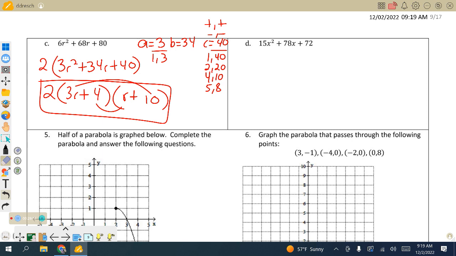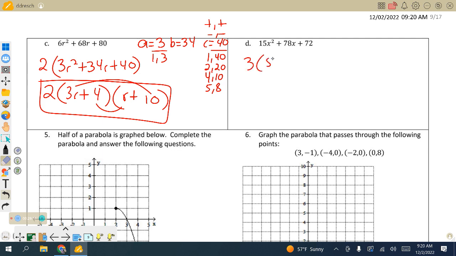All right, one more here. Same deal. A little bit larger numbers. We haven't done a 15 yet. 15 is again a composite number. We're going to deal with that on Monday. But we do have ourselves a GCF hiding up there. Always look for a GCF. So GCF is what? 3. Yep, it is 3. Bring out that 3.